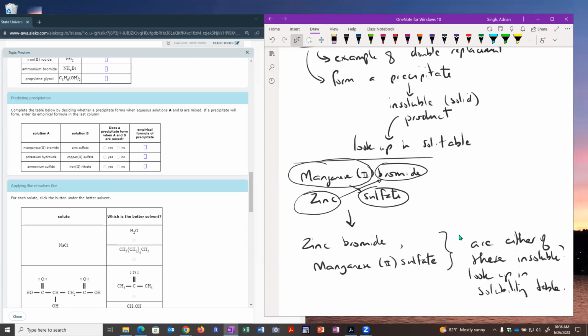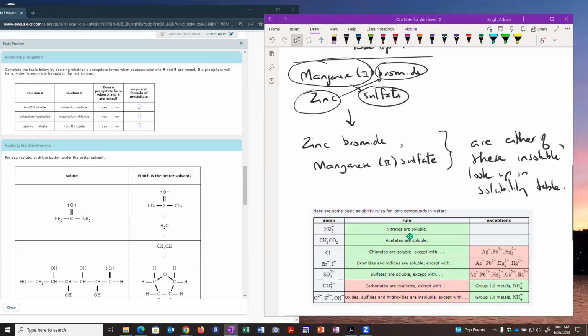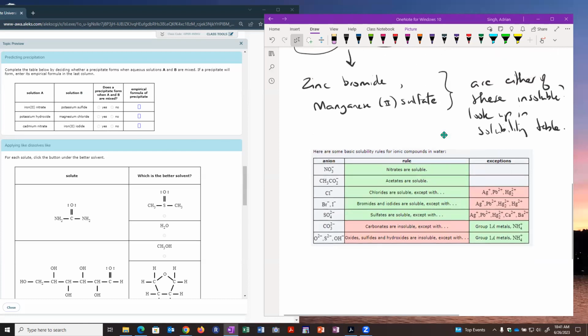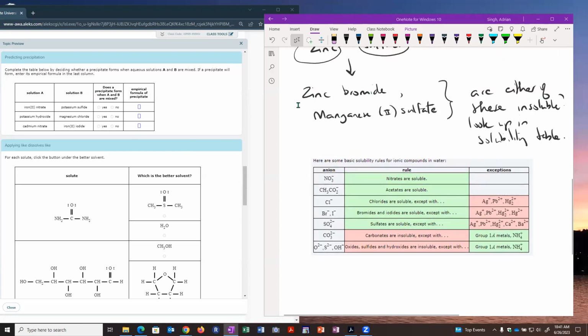So you'll need to look that up in your textbook. So here's a solubility table that you can use. Now, you do not need to memorize this. If you need this, you'll be provided with it on your quiz or your exam, but you'll need to use it for your homework. So all we need to do is to look up these compounds that we predicted from the solubility table, and then just use the table.